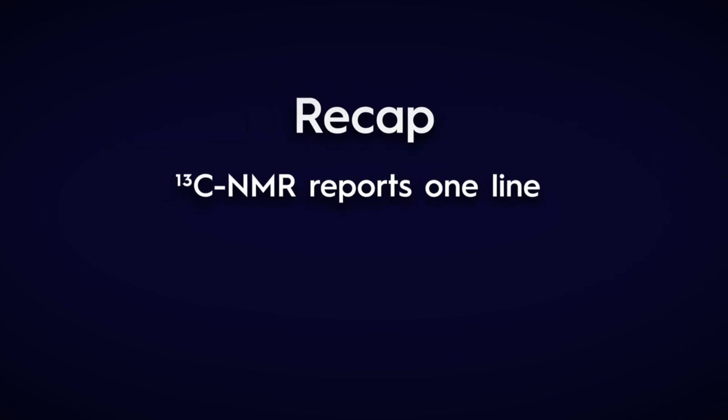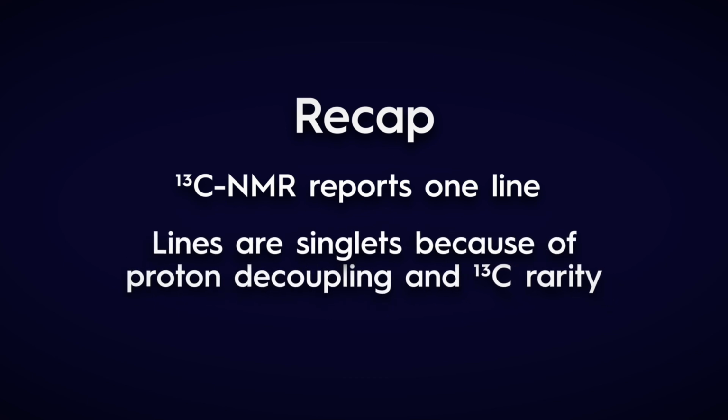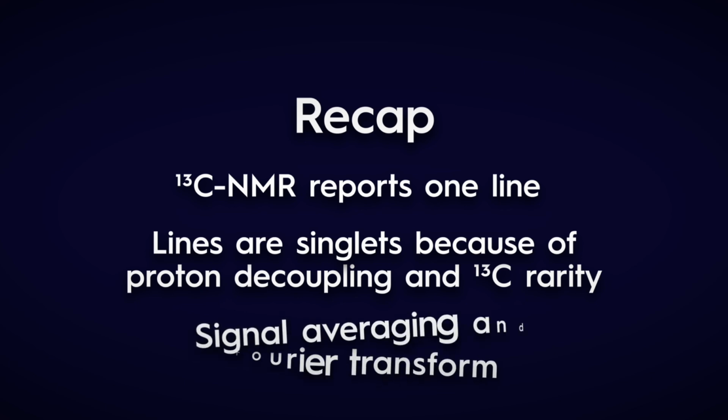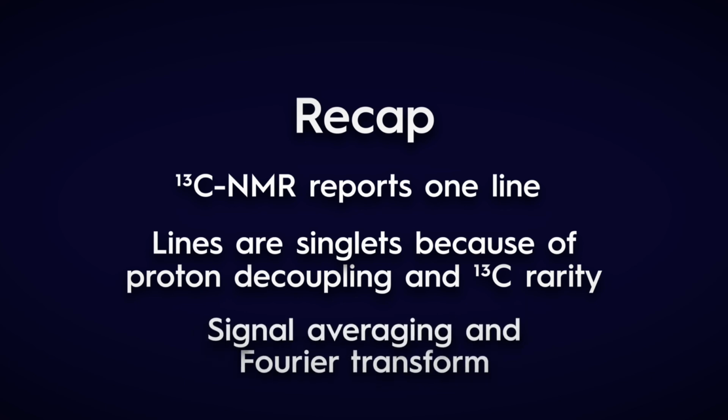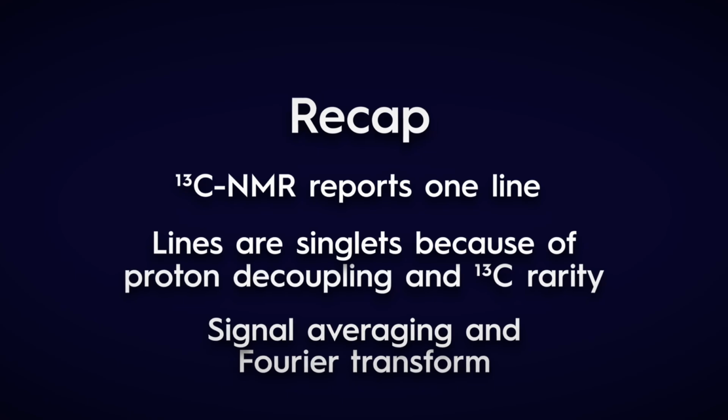To recap, carbon-13 NMR reports one line per unique carbon across a wide parts per million window. Lines are usually singlets because we use proton decoupling, and carbon-13 neighbors are rare. Weak signals become readable thanks to signal averaging and a Fourier transform.